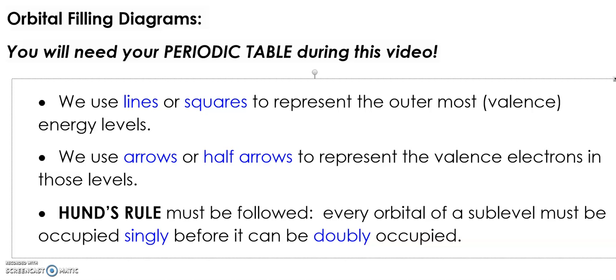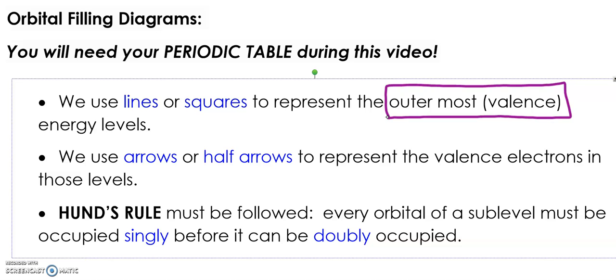So it's really important that you know this term, the valence electrons, and I'm going to write it in purple right here. The outermost electrons, in the outermost energy level, are what we call the valence electrons. So that would be furthest away from the nucleus. We're going to use lines and squares to represent those orbitals in that energy level.